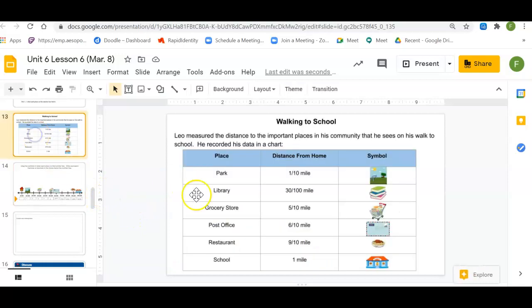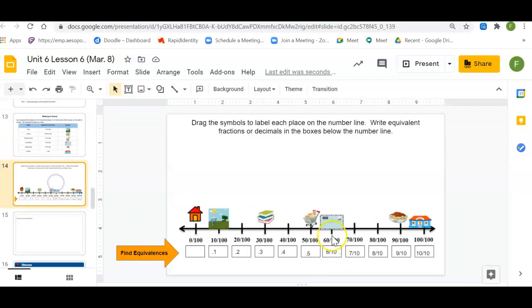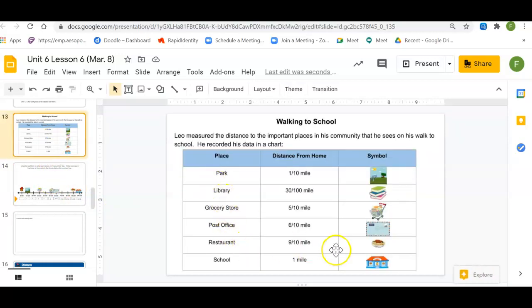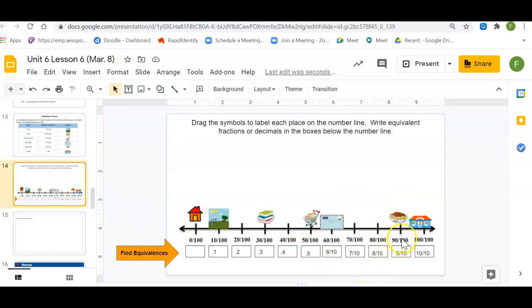And let's go back up to our next symbol. You've got the post office. The post office is 6/10 of a mile from home. So the post office is equivalent to 60 hundredths. So I've got that right here. So next up, we should have the restaurant and then school. So let's go back and look at it again. So the restaurant is 9/10 of a mile and school is 1 mile. So restaurant is right here. It's equivalent to 90 hundredths. And of course, the school is 1 mile away. And 100 hundredths or 10/10 is equivalent to 1. They're equivalent to 1 whole.